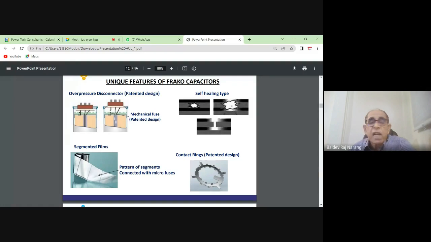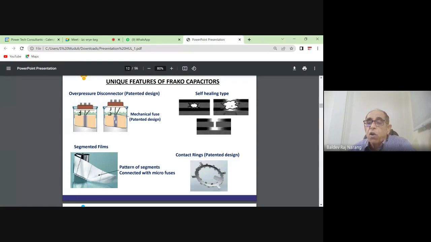And there are advantages because of that. We have changed over to MPP. I'll just say three or four things. One is self-healing. Self-healing means suppose, for any reason, there is a heavy current into the capacitor.